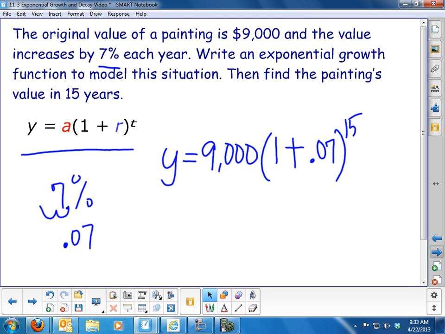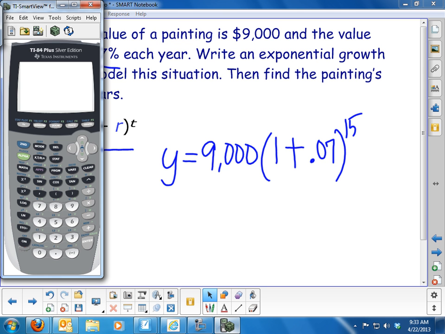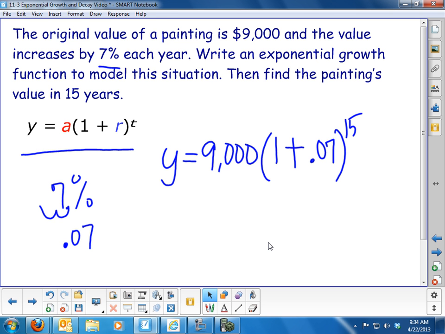Now I'm going to pull up my calculator and see what this equals. First I'm going to type 9,000 times (1 plus 0.07), and then use my caret to raise that to the 15th. Press enter, and I see that my painting is going to be worth around $24,831.28. So that is an example of exponential growth. My painting value started at 9,000 and it grew over this 15-year time period.